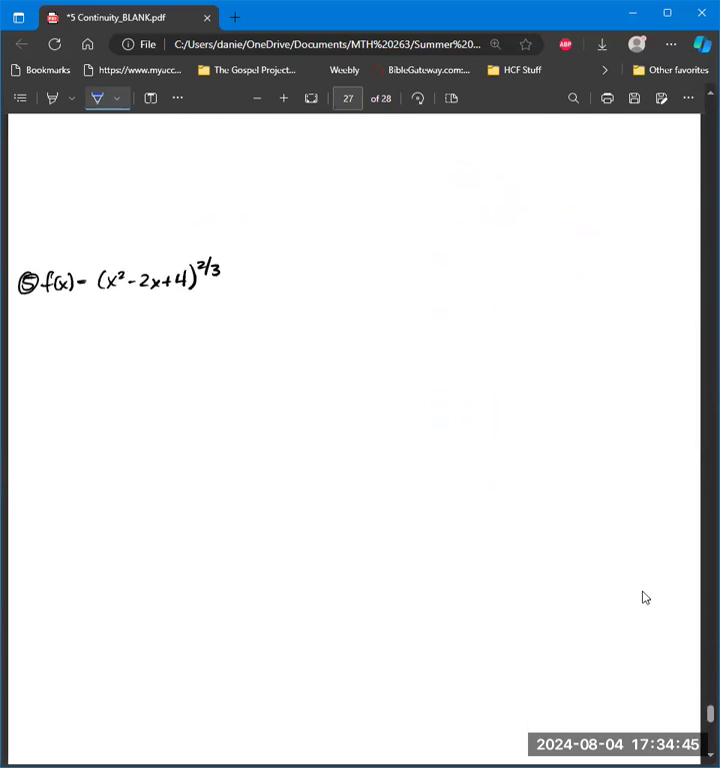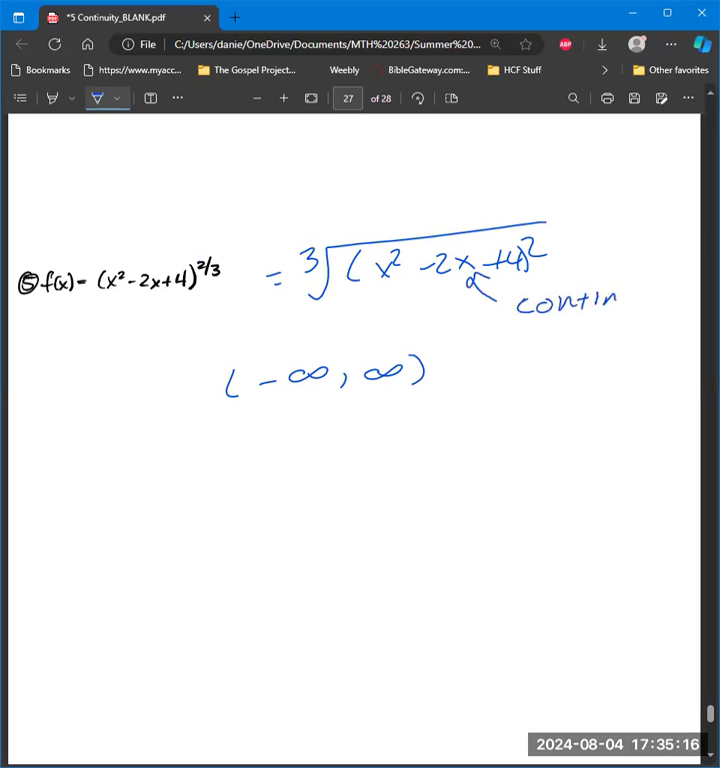So let's look at this one. This is an even inside of an odd here, like this. So this is the cube root of x squared minus 2x plus 4 squared. So there's no problem spots from this one. That's continuous everywhere because it's a polynomial. So we're going to get an interval of continuity from negative infinity to infinity, since this was continuous everywhere. That cube root will also be continuous everywhere.